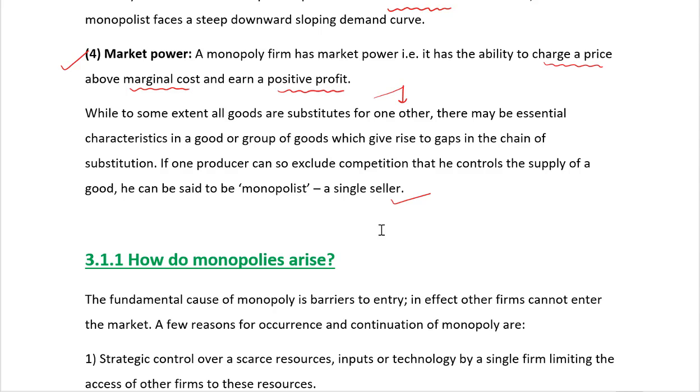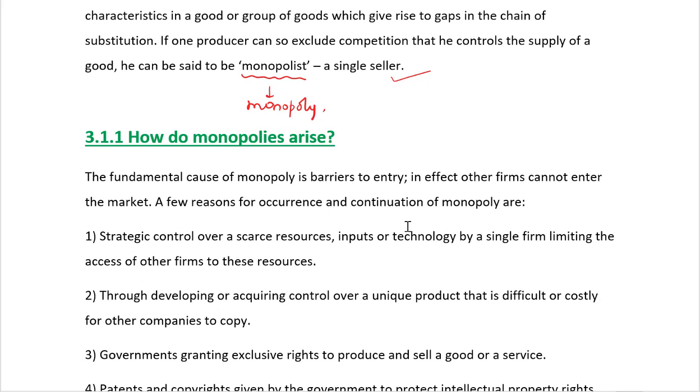Monopolist, the single seller. My dear students, a monopolist is a person who is an entrepreneur in the monopoly industry. And a monopolistic industry is a totally different form of market. How do monopolies arise? How do they form?